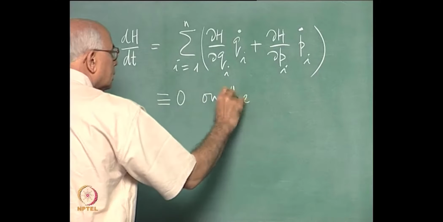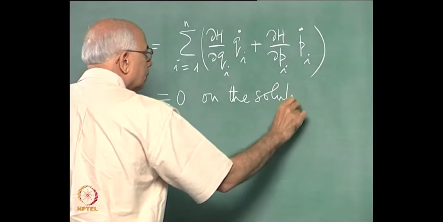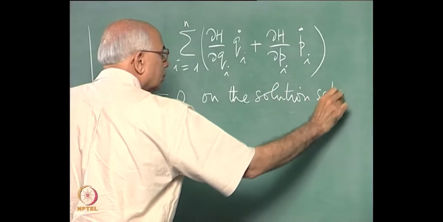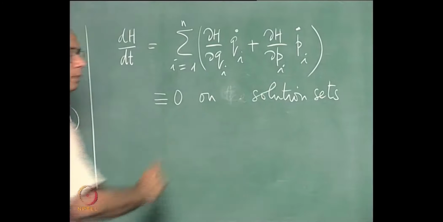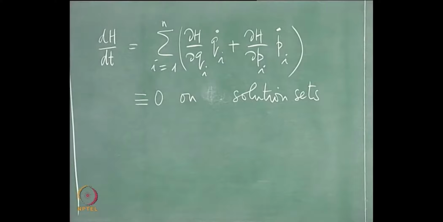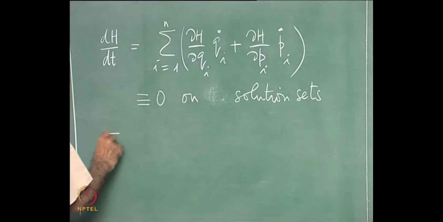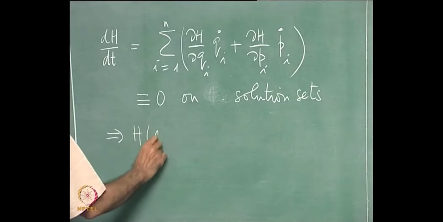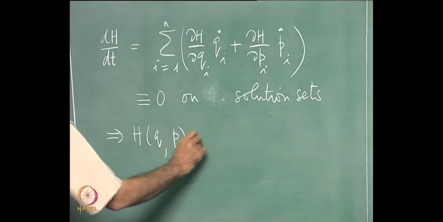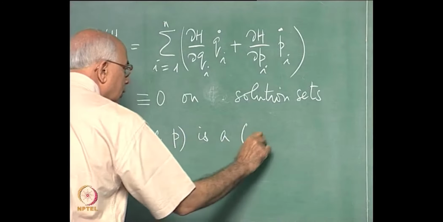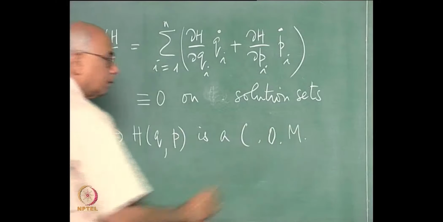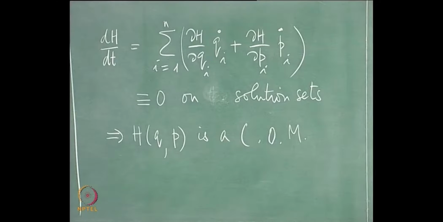on the solution sets. In other words, whenever the equations of motion are obeyed, on those curves dH/dt is identically 0, which implies that the Hamiltonian H(q, p) is a constant of the motion and remains unchanged as time evolution occurs.